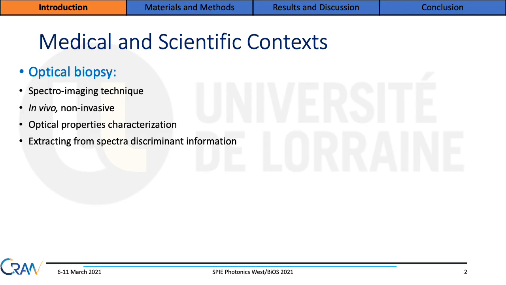Optical biopsy refers to spectroimaging techniques developed to characterize biological tissue optical properties. It differs from conventional biopsy by its non-invasive nature. The data analysis challenge consists in extracting from the measured intensity spectra discriminant information related to the characteristics and concentration of elements like absorbers, diffusers, and fluorophores. They are valuable information to determine the nature of the tissue.